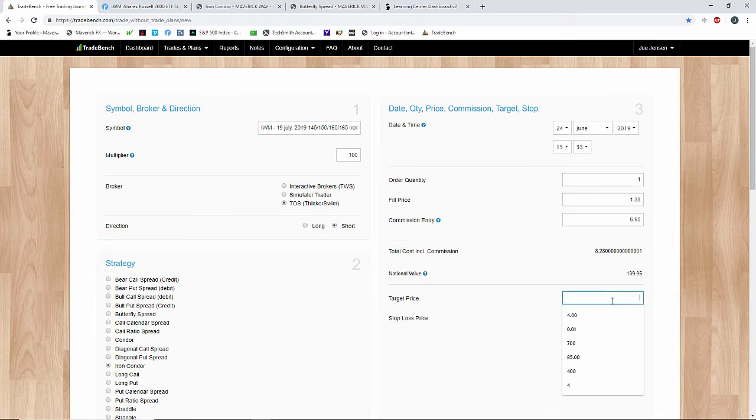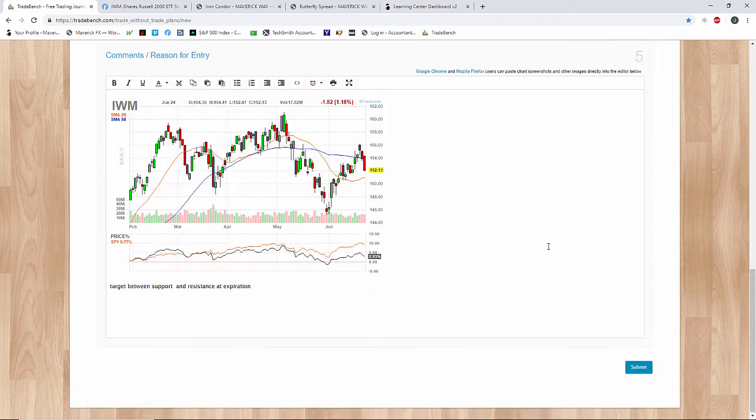Our target price, now this is cool because we're going to use the risk graph itself. Our target is 0.0, and the stop loss price is going to be $5. And all I did there, guys, is the same thing we've seen before. I took the spread minus credit, and that's going to be our max loss. So let's go ahead and hit submit, and we've got ourselves a trade.